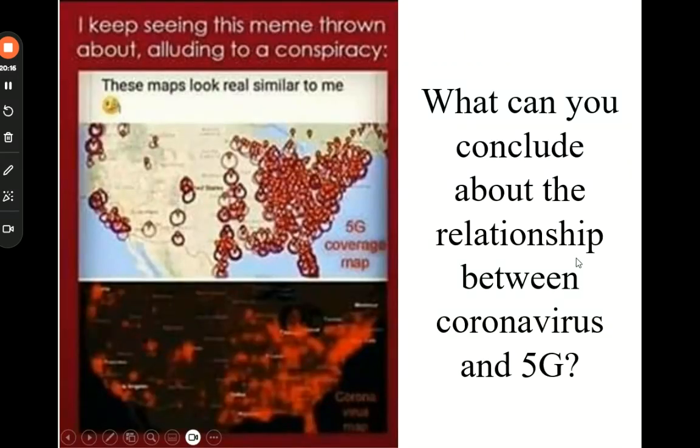Now, this is from the pandemic. So you've got all these 5G coverage maps, and then you've got all the coronavirus cases. So I think it's obvious that 5G is causing coronavirus. You see that? You see how people can mistake correlation and causation?